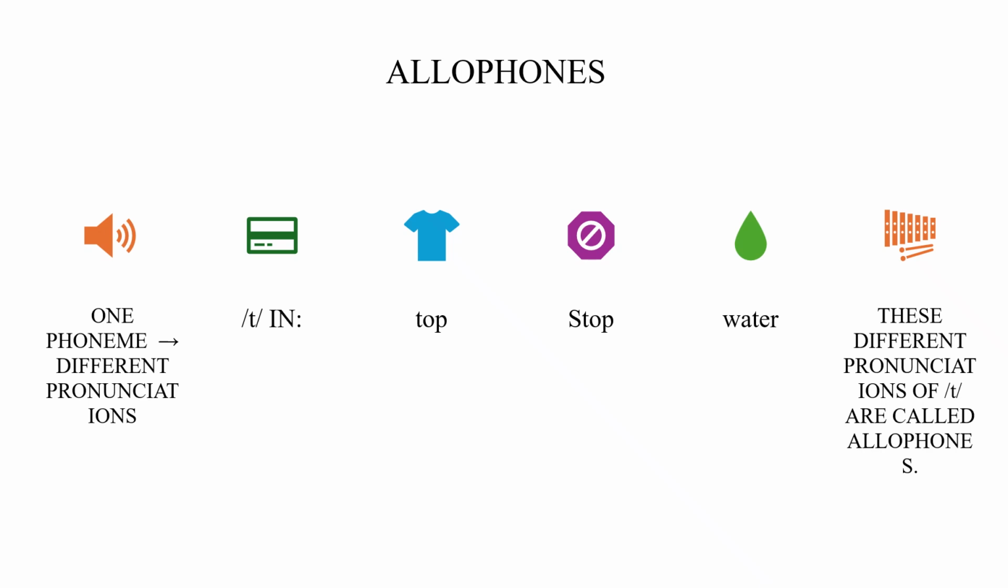What are allophones? One phoneme gets different pronunciations. The example shows that the letter T is pronounced differently in these three words. In the first word, top, T is pronounced with a puff of air that comes out of your mouth. However, in the second word, stop, this does not happen. And in the last word, water, T is pronounced like a D. So phonology studies when and why such variations occur.